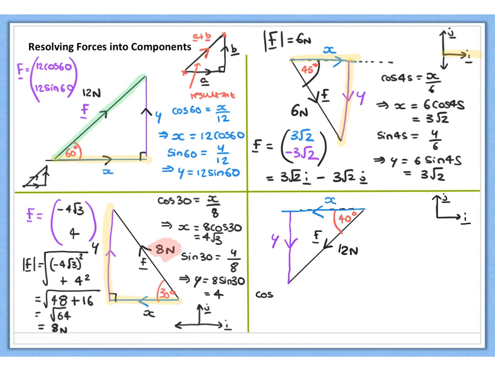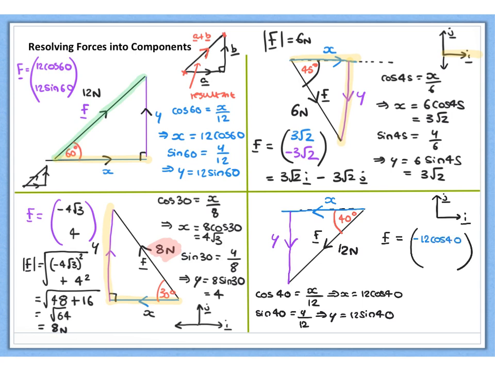So cos 40 is equal to adjacent X over the hypotenuse 12. So that tells me X is equal to 12 cos 40. Sine 40 is equal to the opposite, Y over the hypotenuse 12, which gives us Y equals 12 sine 40. But remember, the directions of the components matter. So F is equal to negative 12 cos 40 as its I component, and negative 12 sine 40 as its J component. We could work those out and round them to their decimal values as well.